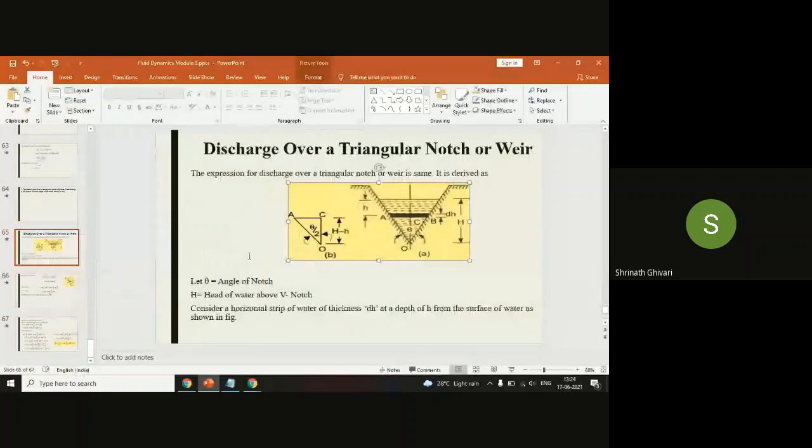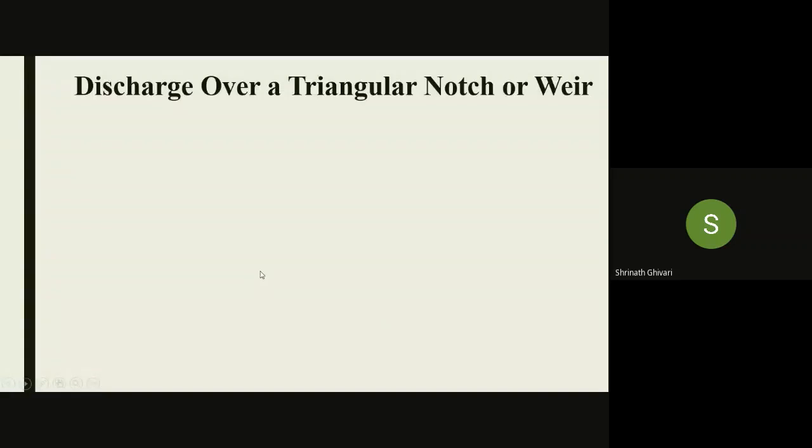So we will go with the next derivation: discharge over a triangular notch or a weir. We have previously done the discharge over a rectangular notch, because it was in the shape of a rectangle.